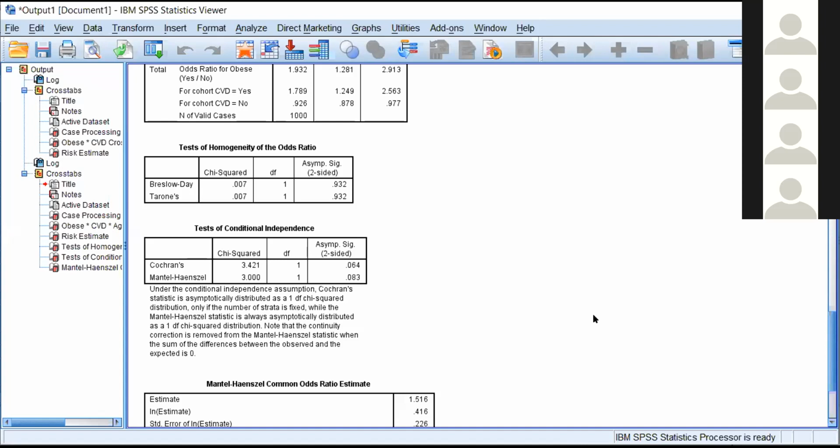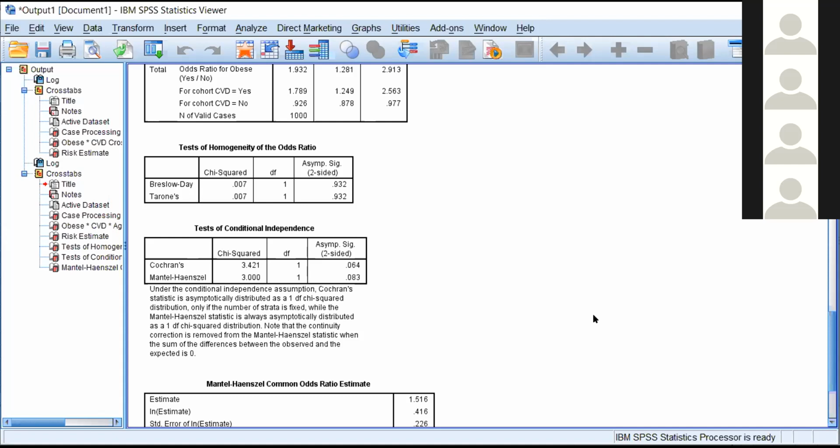So what does it tell us about effect modification? Is there effect modification? No effect modification. Why did you say that? Because there is no significant difference between the odds ratios of the two groups, the two strata. There's no effect modification, because if there is effect modification, the odds ratios will be statistically different and the Breslow-Day test would be significant.